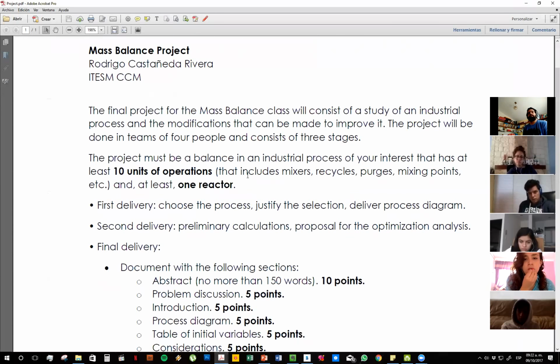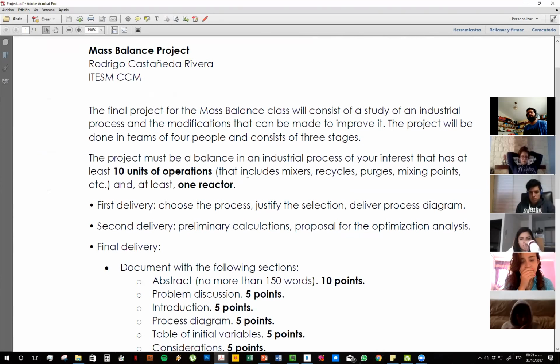Okay, so it says that the final project of the mass balance class will consist of a study of an industrial process and the modifications that can be made to improve it. The project will be done in teams of 4 people and consists of 3 stages. The project must be a balance in an industrial process of your interest that has at least 10 production units that include mixers, recyclers, purge, mixing points, and so on, right? Distillation, crystallization, and so on. And at least 1 reactor, okay? If you don't have 1 reactor, I'm not going to accept that particular project, okay?